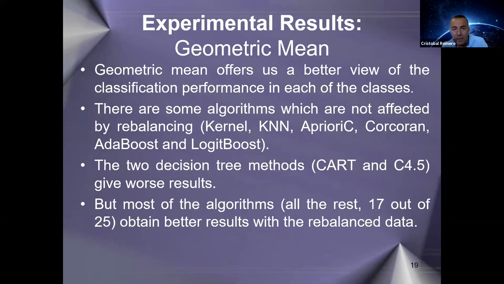But the geometric mean offers us a better view of the classification performance. But the problem with the geometric mean is that, I say the same again, we have four classes, not two. So there are imbalanced classes. But when we try to rebalance them all, the results are not very good. Most of the algorithms obtain better results with rebalanced data, but the accuracy is lower. We improve in the geometric mean, but obtain lower accuracy.